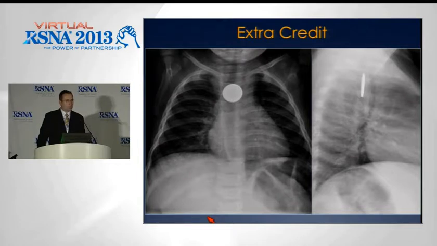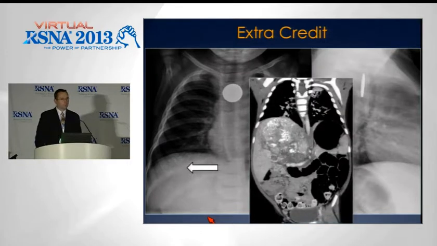Exactly, it's a coin, and those who are particularly good have not fallen for satisfaction of search and are looking elsewhere in the radiograph and are concerned about those calcifications in the right upper quadrant. And yes, that is a large neuroblastoma hanging out underneath the diaphragm. The funny thing is that the neuroblastoma was known about.